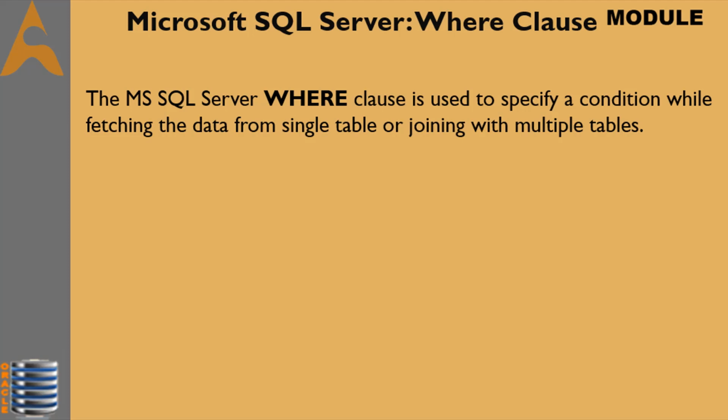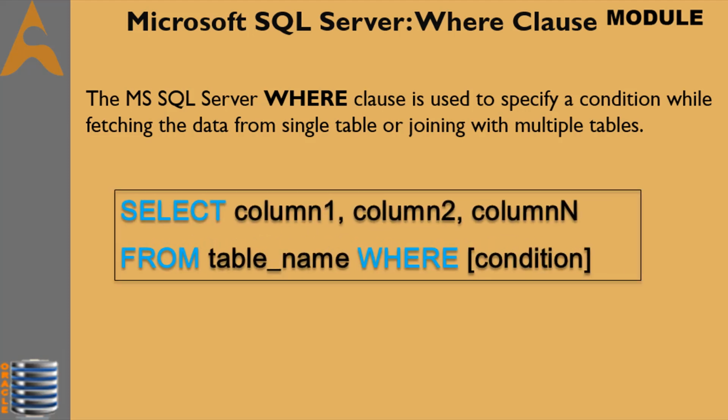The Microsoft SQL Server where clause is used to specify a condition while fetching the data from a single table or joining with multiple tables. If the given condition is satisfied, only then it returns a specific value from the table. You will have to use where clause to filter the records and fetch only necessary records. The where clause is not only used in select statement, but it is also used in update, delete statement, etc. You can see the syntax on your screen. We will do examples at the end of the session.